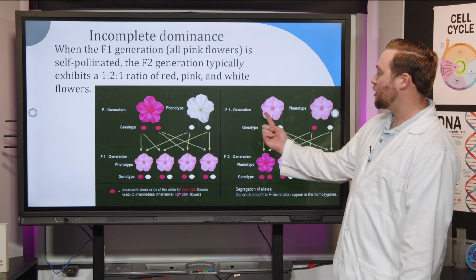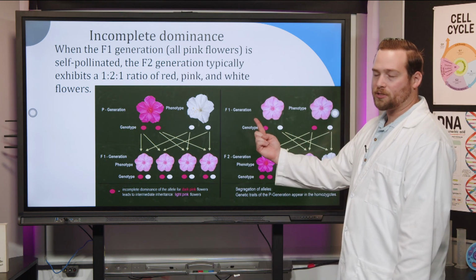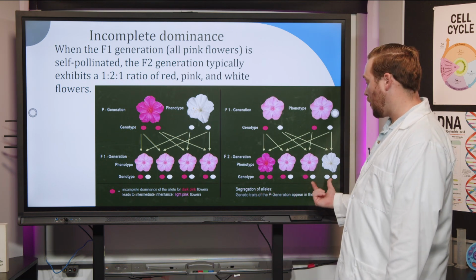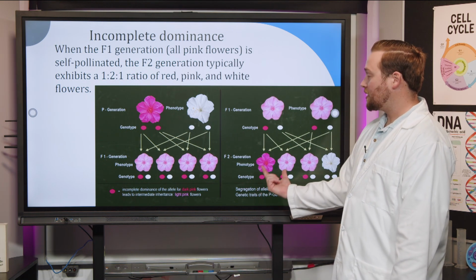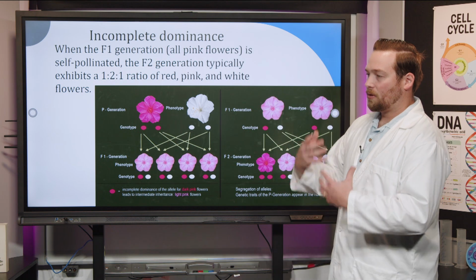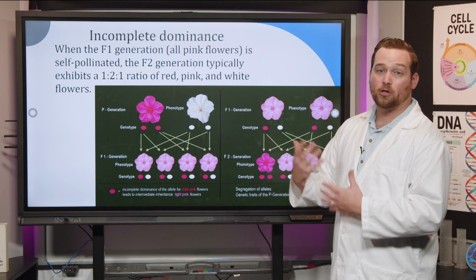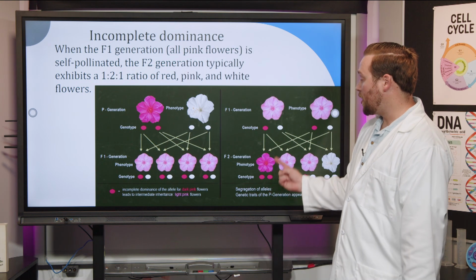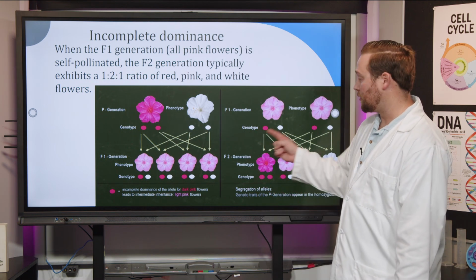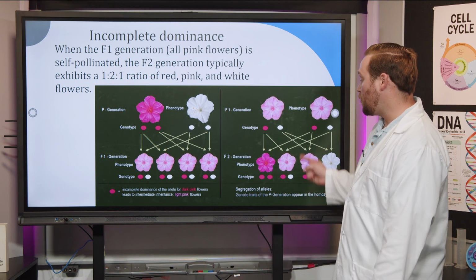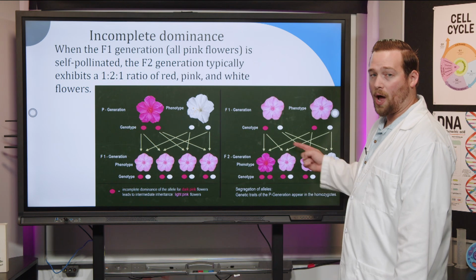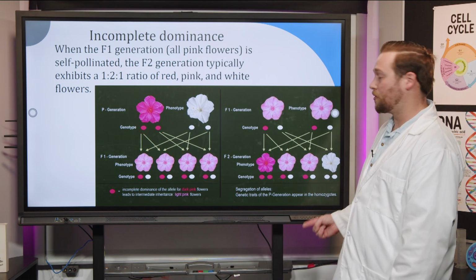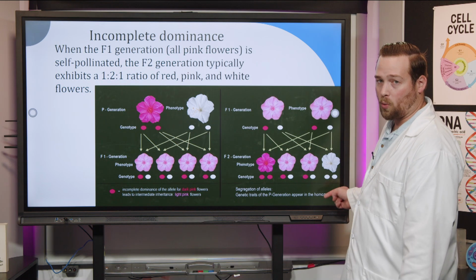So look what happens here. When we mix these two pink flowers, our results are 1 red, 2 pink, and 1 white. And again, that's because this dominant allele is not totally dominant. It's a little stronger, but not totally. So when you have 2 for the red allele, you'll be a red flower. If you have 1 for red and 1 for white, you'll be pink, like these two in the middle. And then if you have 2 of the recessive alleles, that's when you'll have a white flower.